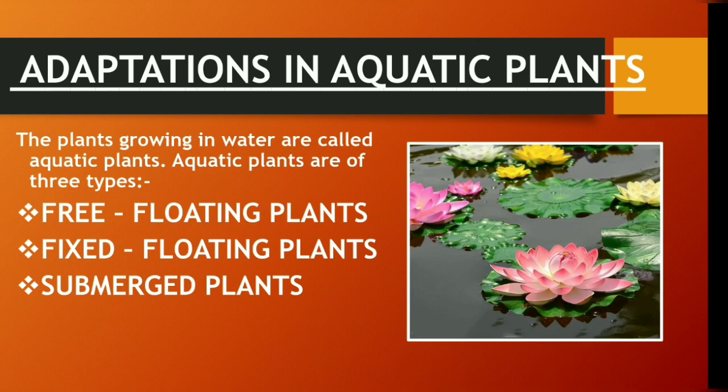Now we will read about the adaptations in aquatic plants. Now what is the meaning of aquatic plants? The plants growing in water are called aquatic plants. Aquatic plants are of three types: free floating plants, fixed floating plants and submerged plants. Okay, so now we will read about this in detail.